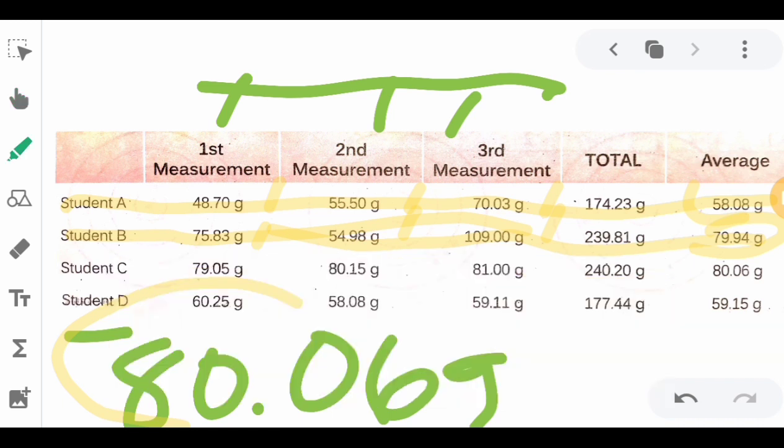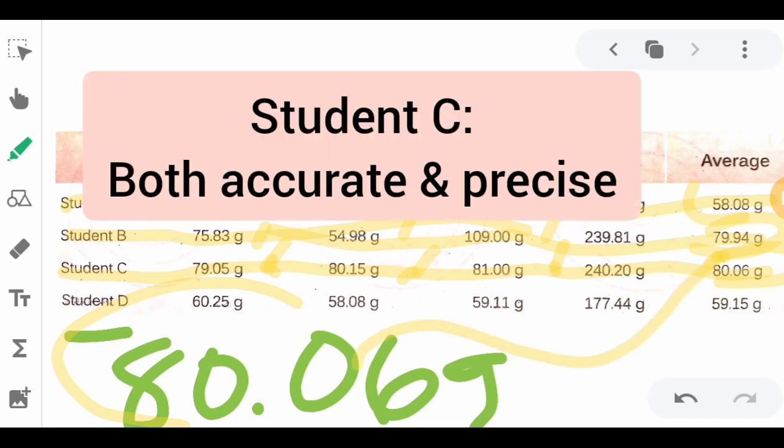Now let us proceed to student C. For student C, we have the values 79.05, 80.15, and 81.00 grams. The average is 80.60 grams. Now let us analyze. The measurements obtained from the three measurements are close to one another: 79, 80, and then 81. And the average is exactly the same as the standard measurement here. So this is both precise and accurate for student C.